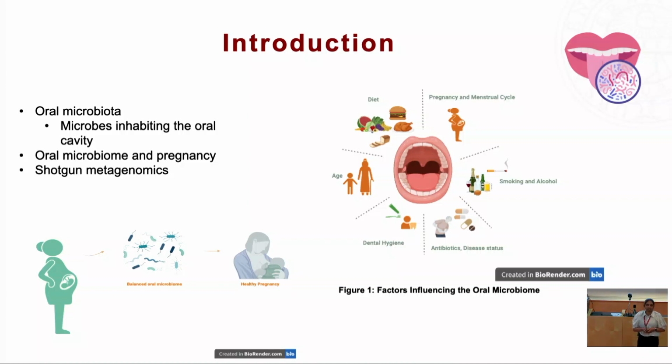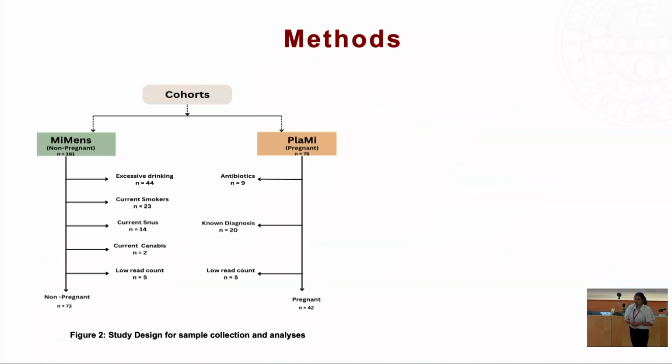There have been several studies on the oral microbiome in pregnant groups, but they used 16S rRNA sequencing technology, which doesn't provide functional insights or species-level resolution. We used shotgun metagenomics to compare the salivary microbiome of pregnant and non-pregnant groups and to analyze the taxonomic and functional composition. Our study consists of two cohorts, Mimans, which is non-pregnant, and Palmi, which is pregnant.